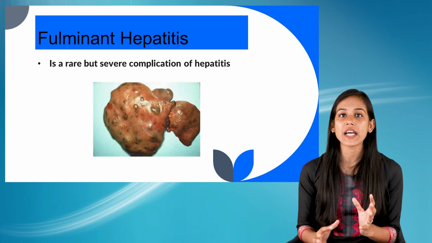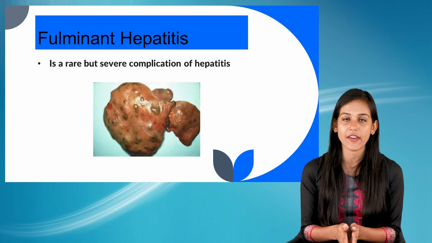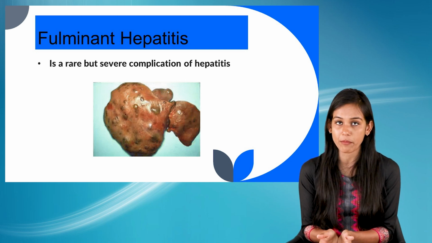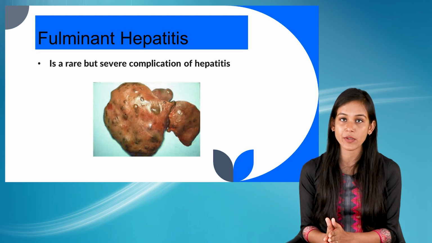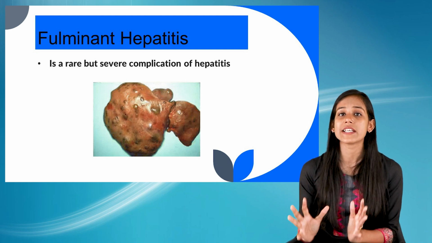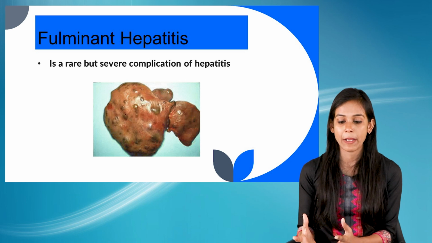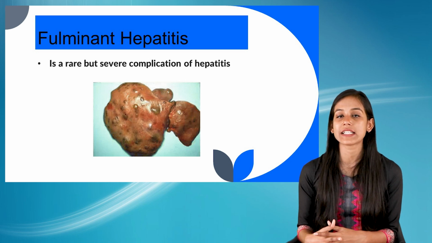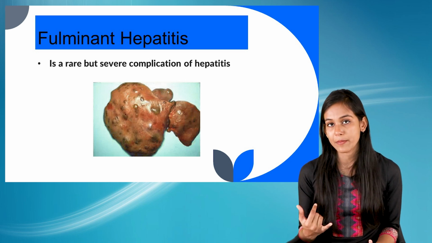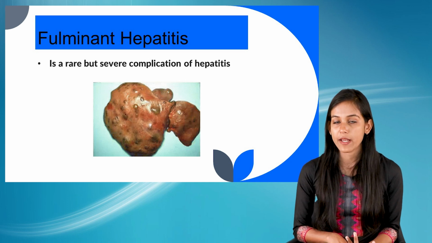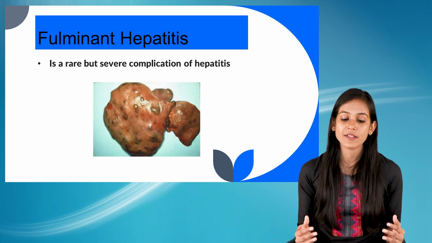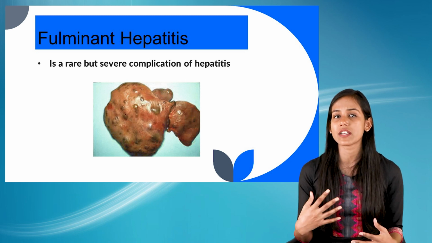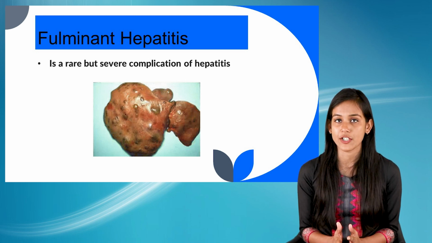So we already know that in hepatitis the liver gets affected, right? It won't function properly. Fulminant hepatitis is a very, very severe complication of hepatitis. Here the person would require liver transplantation, and there would be rapid and massive necrosis, which would eventually lead to liver atrophy.